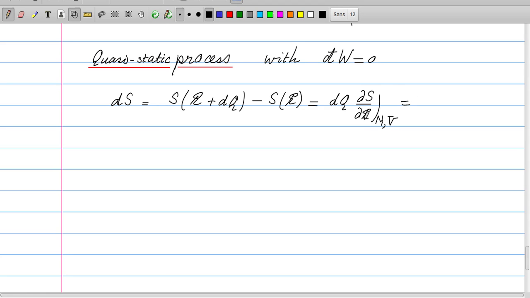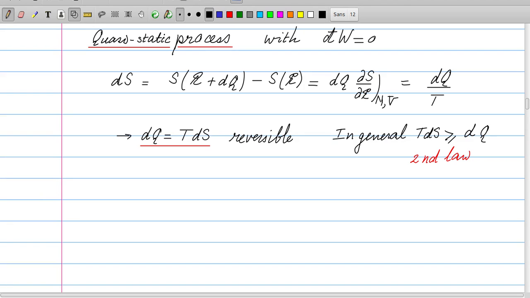We know that this quantity is 1 over T, and so we have dq over T. So in a quasi-static process, we can write that the change in entropy is simply given by dq over T. So we find that dq is TdS, which means that this process is reversible. So if we have a quasi-static process where there is no work done by or on the system, we find that it's automatically a reversible process. In general, for spontaneous processes, we find TdS is greater than dq, and that statement is in fact the second law of thermodynamics.